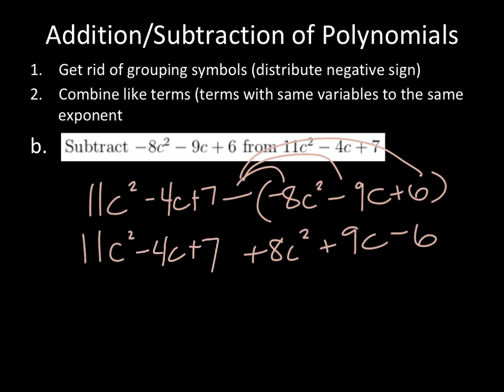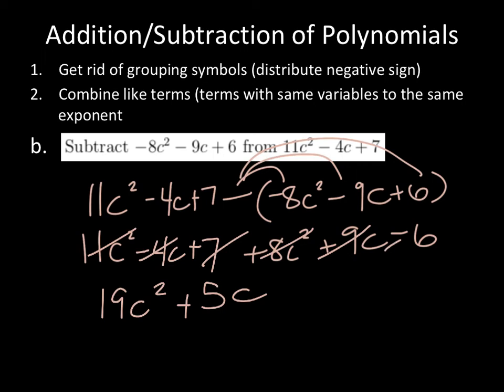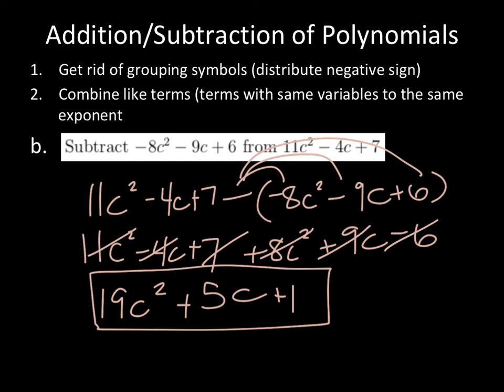And then from there, just combine like terms. 11c squared plus 8c squared, we have 19c squared. -4 plus 9 is going to become plus 5c. 7 minus 6 is going to be plus 1. So again, we're really just looking at our numerical coefficients of our like terms and combining them from there.